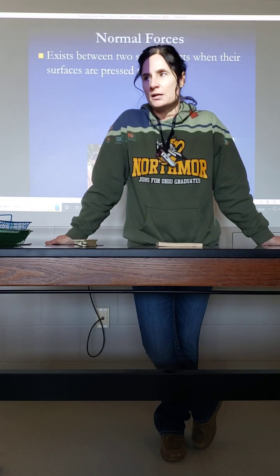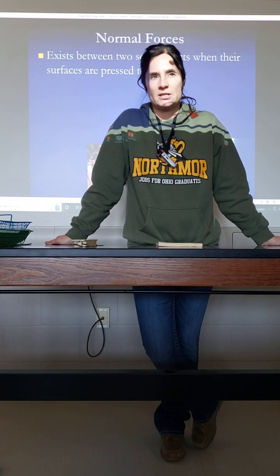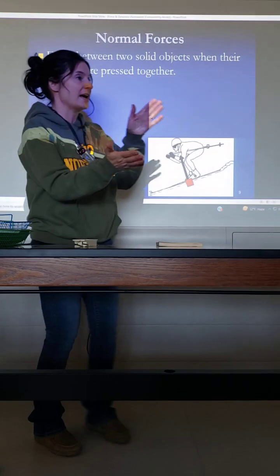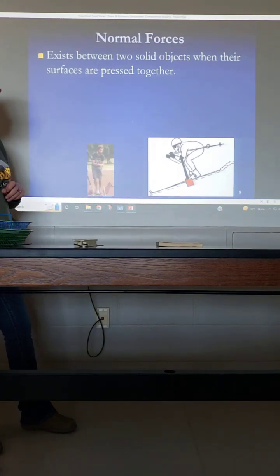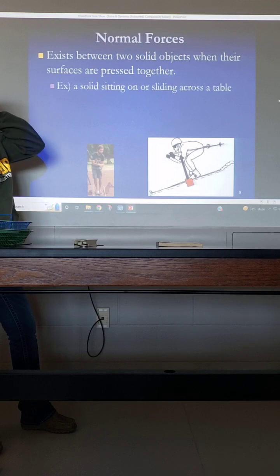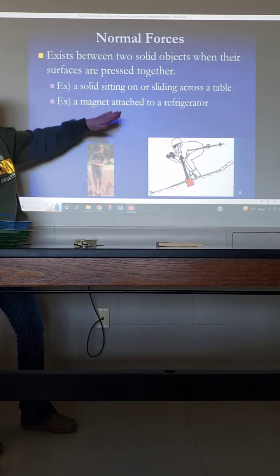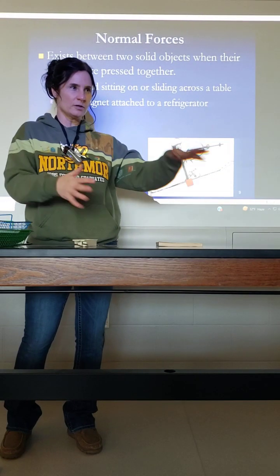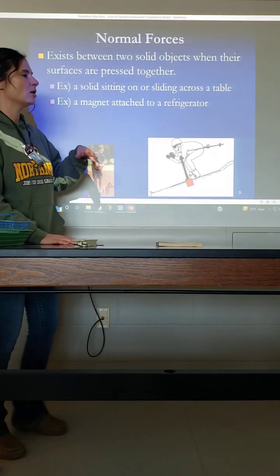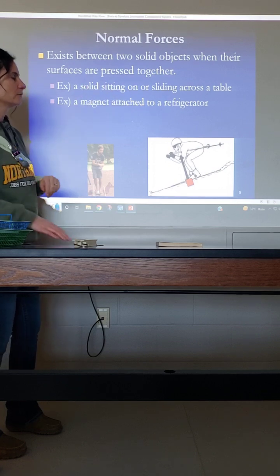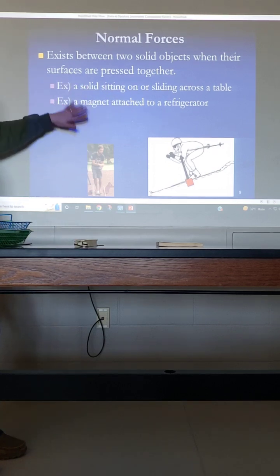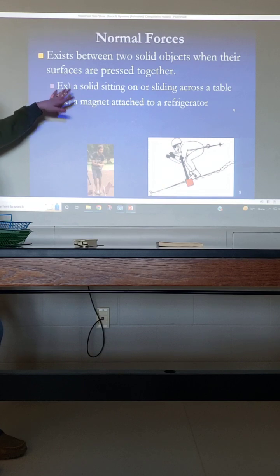So there's a couple things you have to consider with normal force. The first is that it has to be a solid to a solid, all right? Like my book and this table. The other thing is, usually we're talking about horizontal surfaces, but this can also be like a magnet sticking to a refrigerator, okay? So it can be a more vertical kind of attachment.